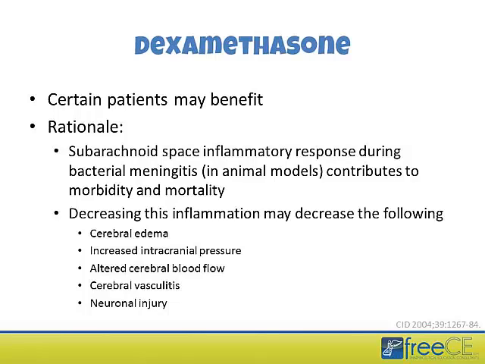And the rationale behind this is that in the subarachnoid space, there's an inflammatory response that occurs during bacterial meningitis. And specifically, looking at this in animal models, it contributes to morbidity and mortality. So the thought is that by decreasing this inflammation, we can decrease cerebral edema, increased intracranial pressure, altered cerebral blood flow, cerebral vasculitis, and neuronal injury. So a lot of the different pathophysiology mechanisms behind what meningitis actually does within the CNS, and maybe by altering these things, we could decrease the morbidity and mortality associated with meningitis.